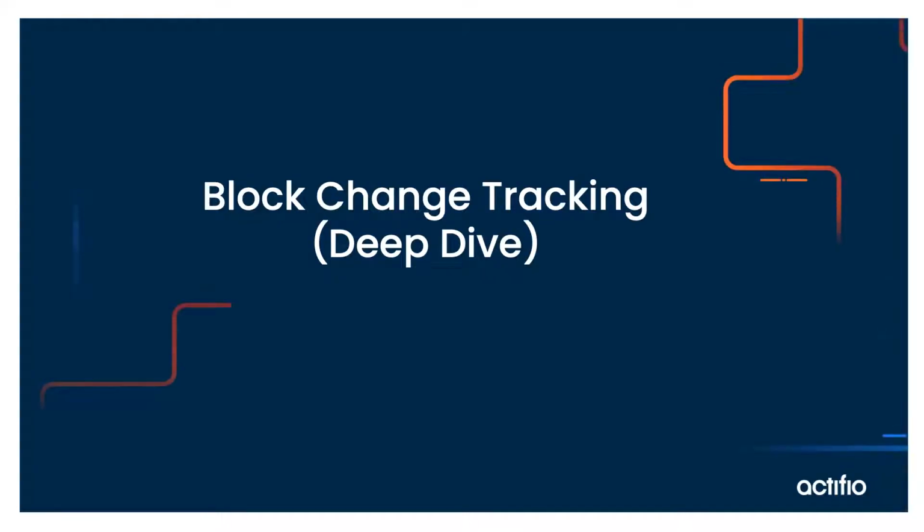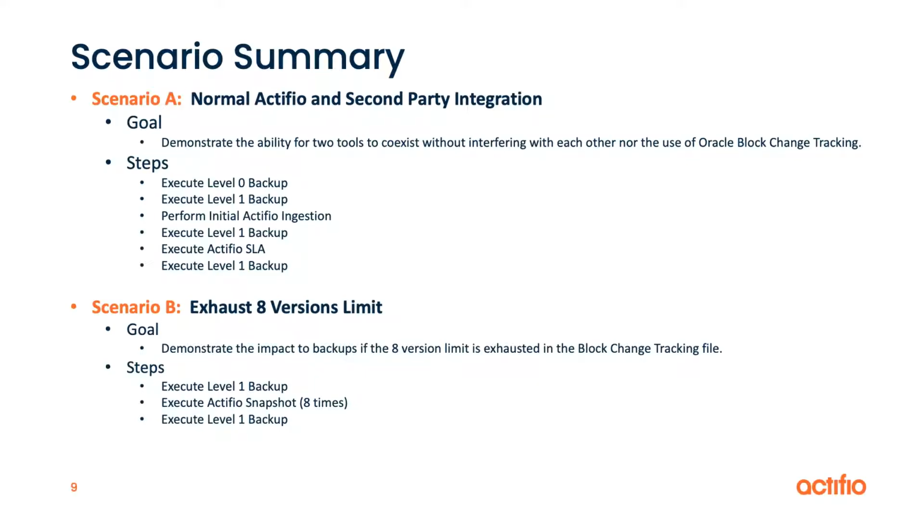So let's take a closer look. We're going to do 2 scenarios. One is a normal Actifio and second-party integration. So maybe you're just using kind of like the timeline that we just left. You're only using Actifio for a TDM, and you're still using some other tool to do just your normal backups. And then the second scenario we want to look at is the last part of that timeline where all 8 versions have been exhausted, and what you can look at to determine what has changed, what hasn't changed.